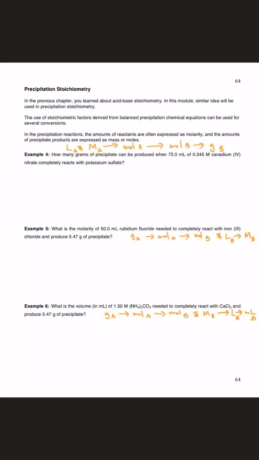Note that the important part of all of these examples is the mole ratio that allows you to convert from moles of something to moles of something else.